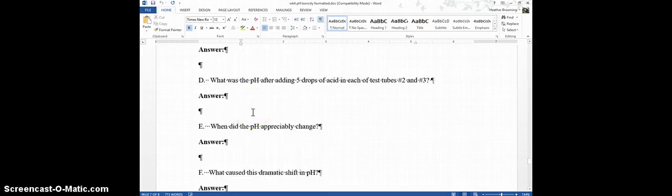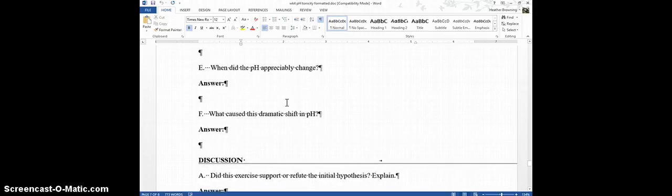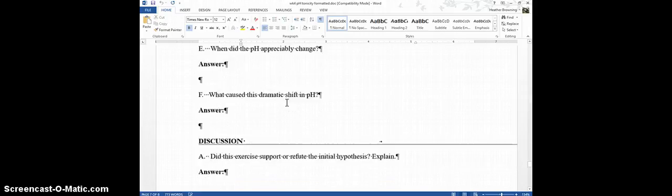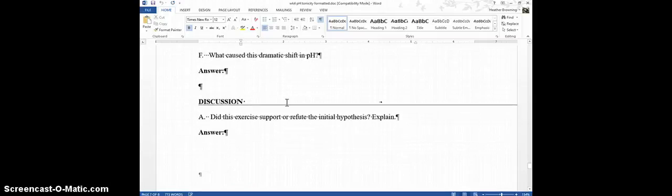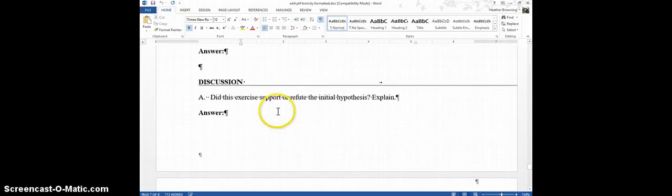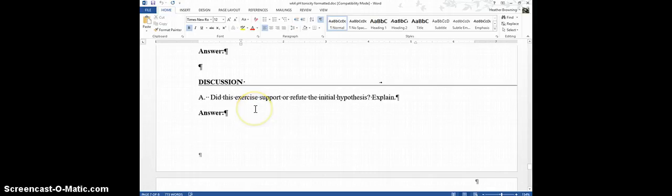After you added 5 drops, did you see a change in 2 and 3? When did it change? That should be different for the 2 and 3. And then what caused this dramatic shift in pH? So why is adding more pH going to mess up your buffer? Or more acid, you know.